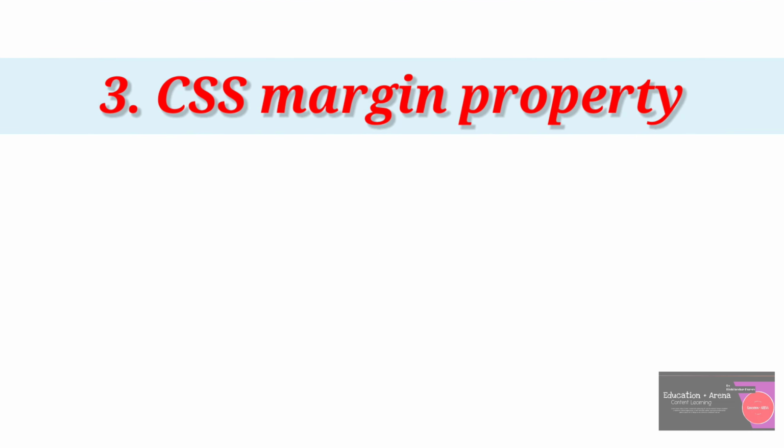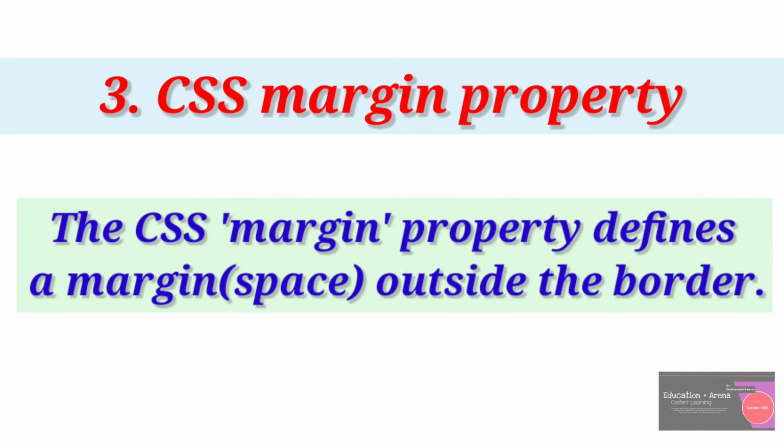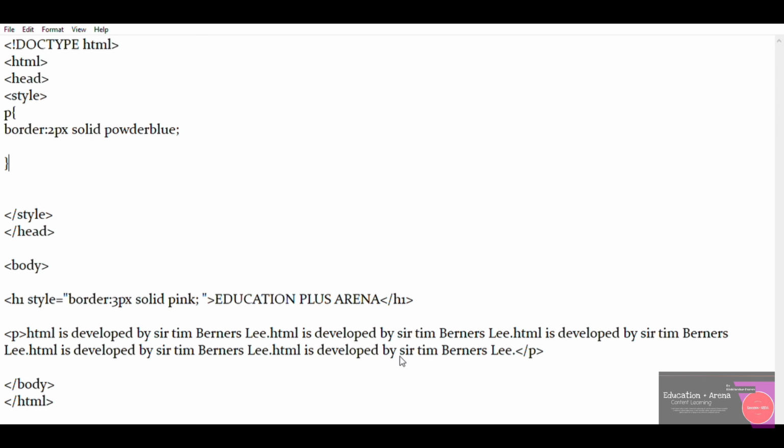Now the last property is CSS margin. The CSS margin property defines a margin or a space outside the border. I will show you one example. So in the same example only, I will add the margin. So margin I am giving 50 pixel.